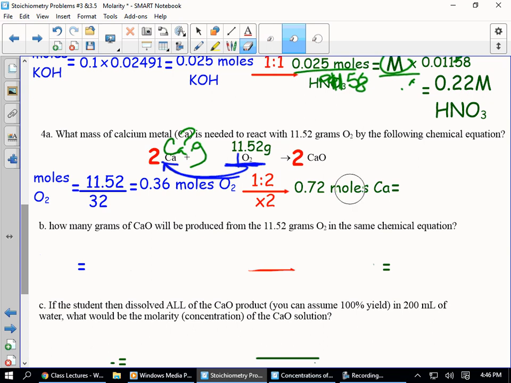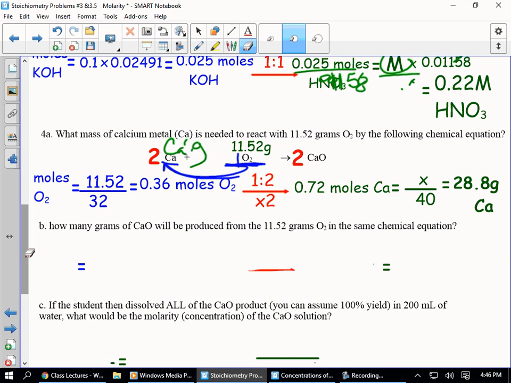Now, it didn't ask how many moles of calcium. The question said how many grams of calcium. I know moles equal mass over formula weight, so I'm looking for mass. The formula weight of calcium is 40. We're looking at 28.8 grams of calcium.